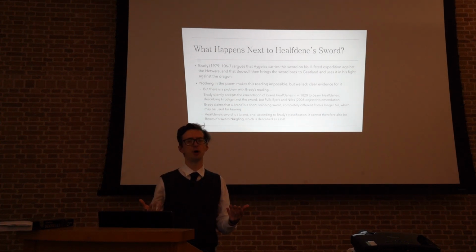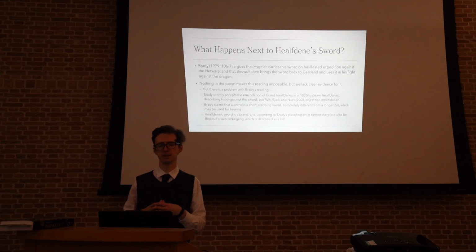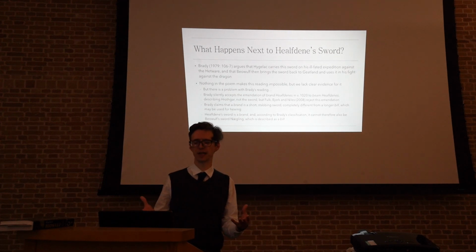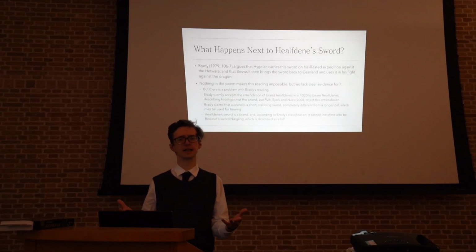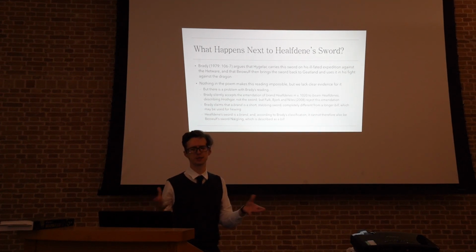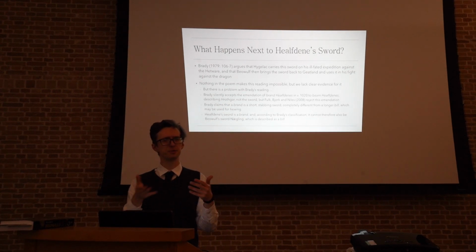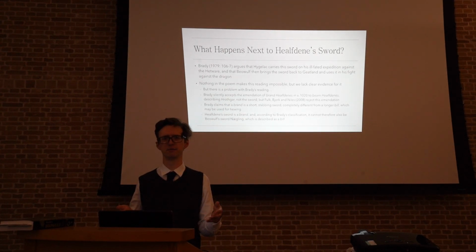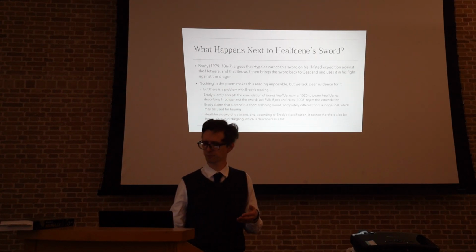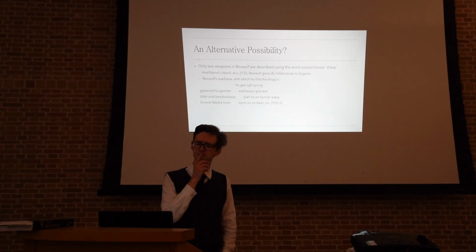Now, the poem talks about Halfdan's brand, but then Beowulf's sword Nailing that he's carrying at the end of the poem, if that's the same sword, it's called a bill, which is definitely a proper sword. Something doesn't quite add up here. So let me suggest an alternative possibility.